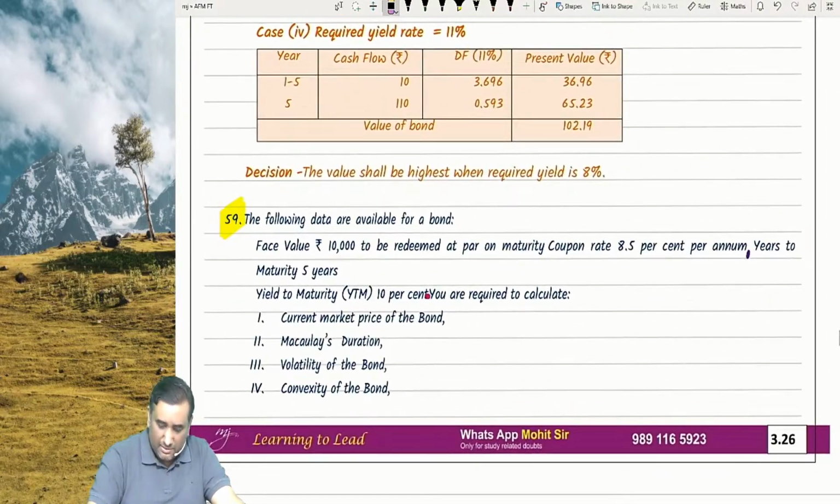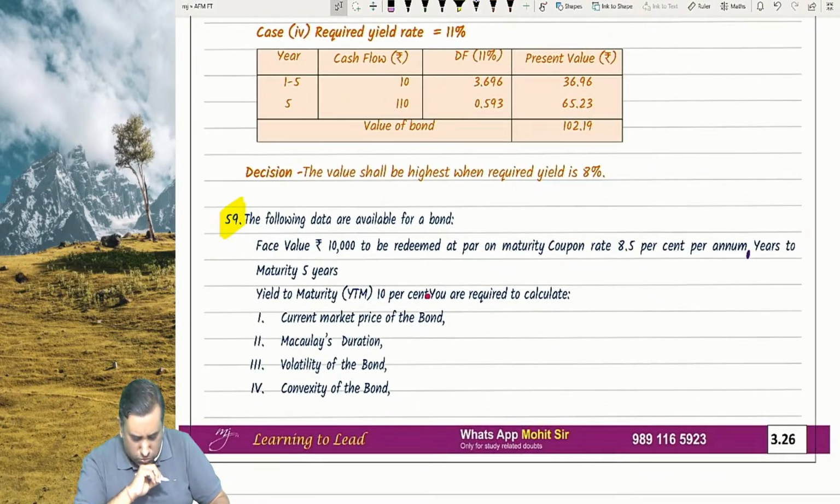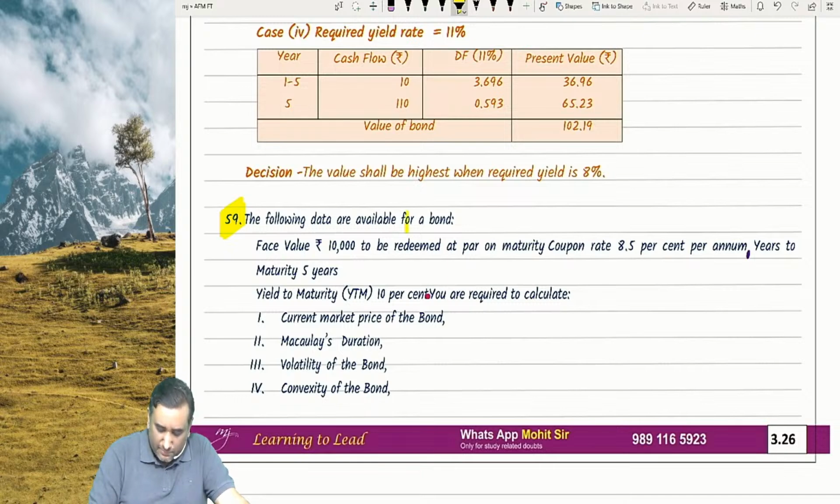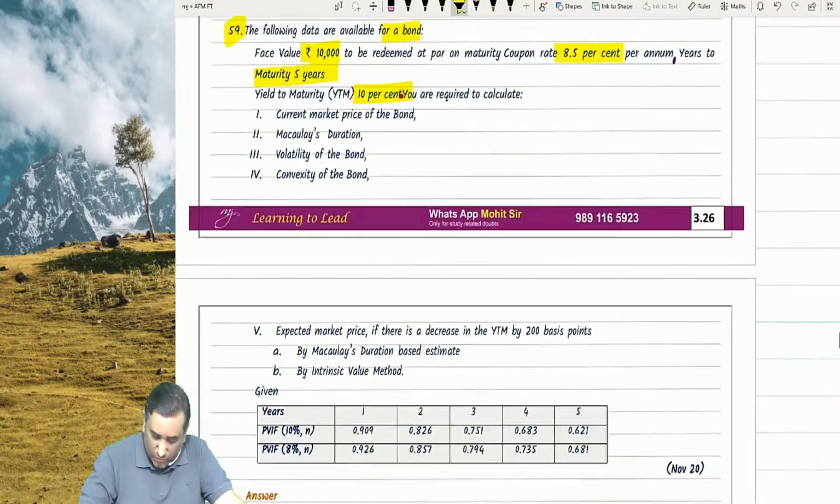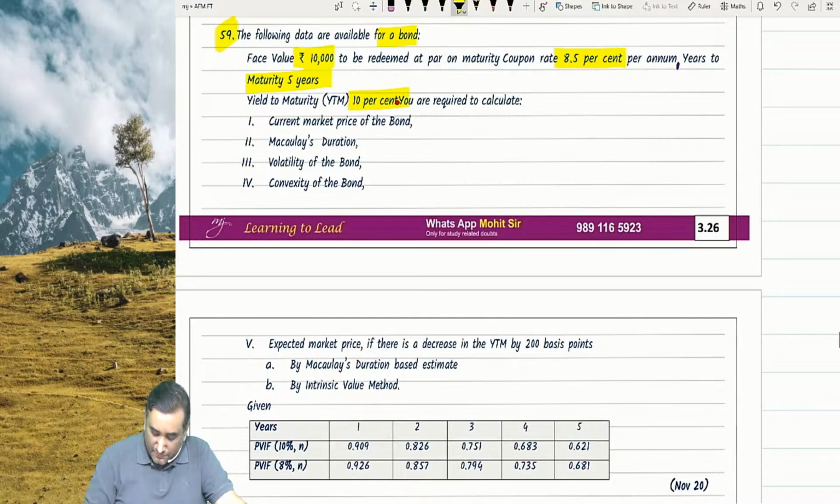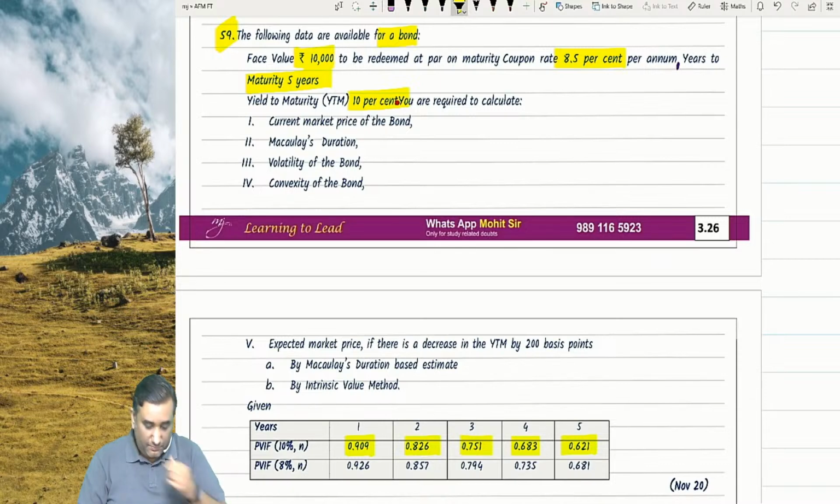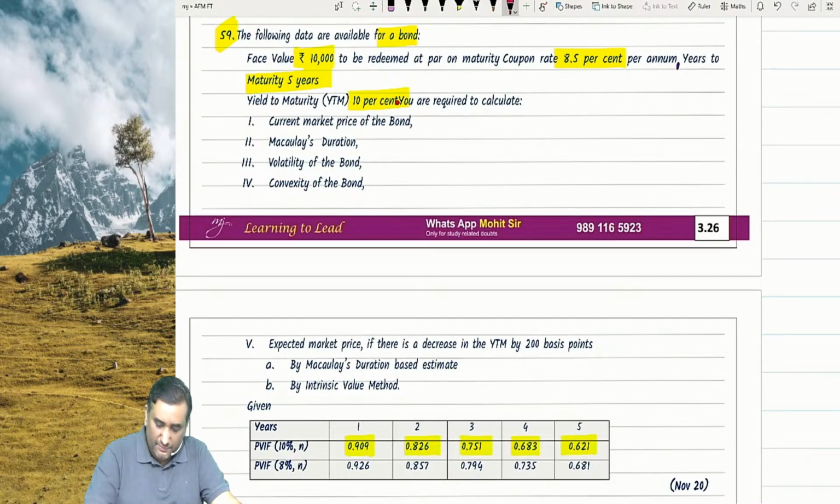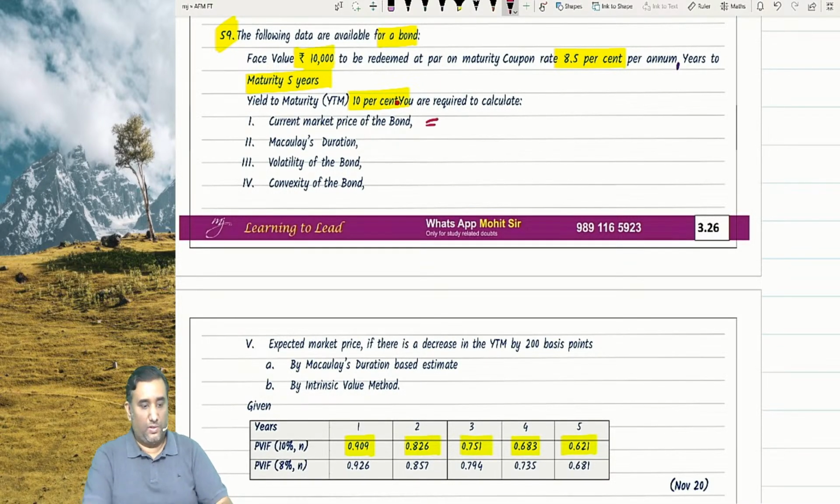Let me come back. The following data is available for a bond. Face value 1000, redeemed at par, maturity 5 years, 8% coupon, yield 10%, and the discount factors are given to you. Do not use your own, please. I am using 0.909, 0.826, 0.751, 0.683, 0.621. Current market price of the bond. Let's find out.